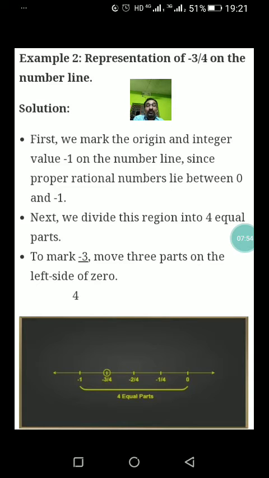Now you have the location of minus 3 by 4. It is between minus 1 and 0. We first write 0 and we write minus 1 on the left side of 0. After this, we divide this region into 4 equal parts. Now, to mark minus 3 by 4, move 3 parts on the left side of 0, and we get minus 3 by 4.